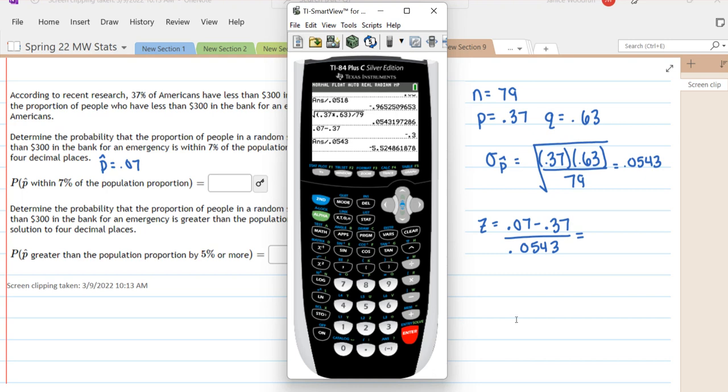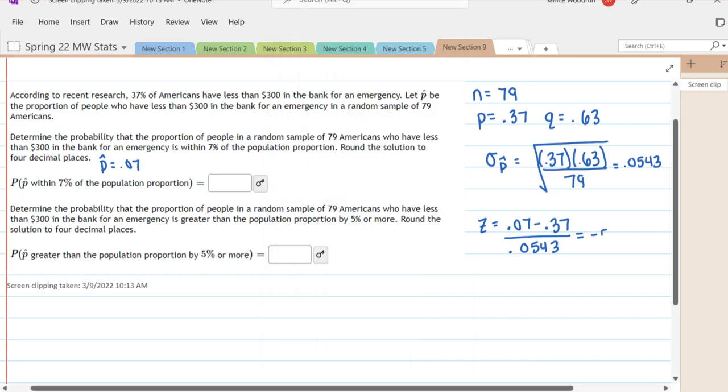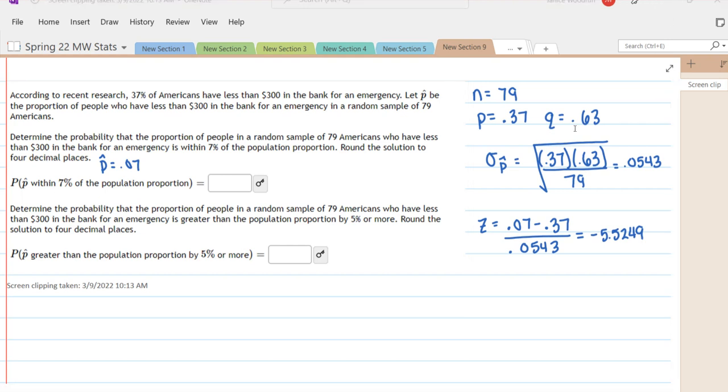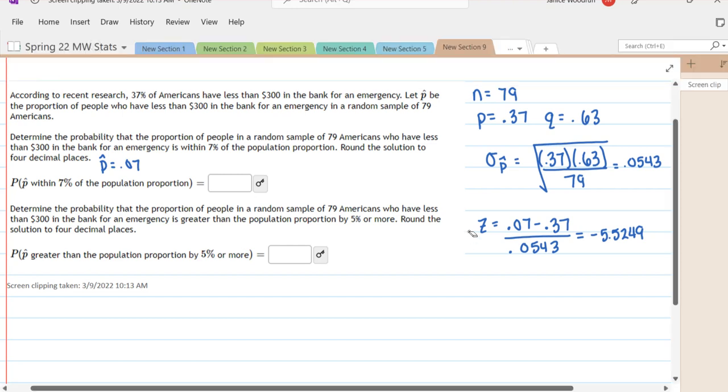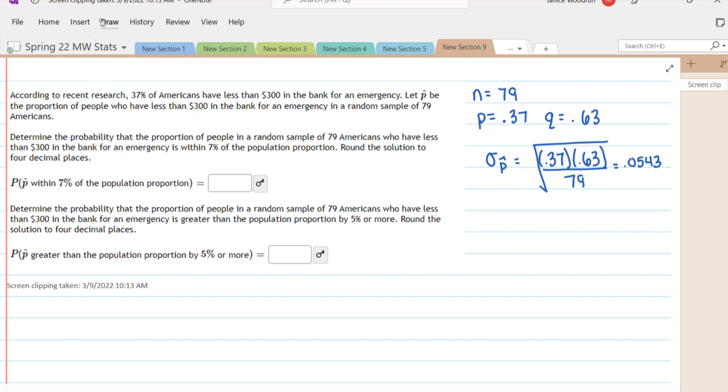That's going to give you negative 5.5249. Okay, actually scratch that, because that does not look right. Within 7%, so p hat is not going to actually be 7%. We want it to be within 7% of the population proportion. So it's within 7% of, what's the population proportion?